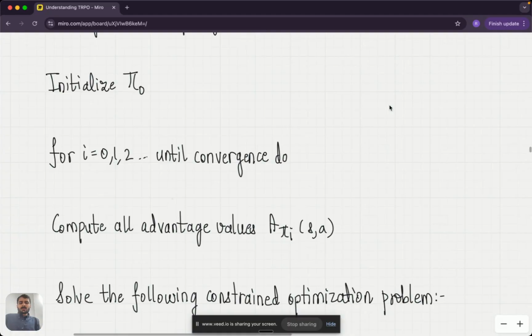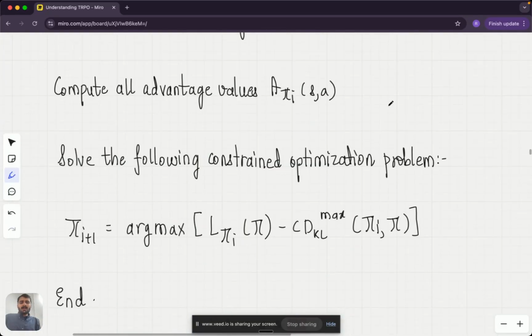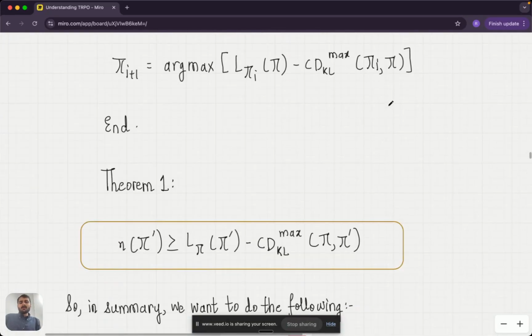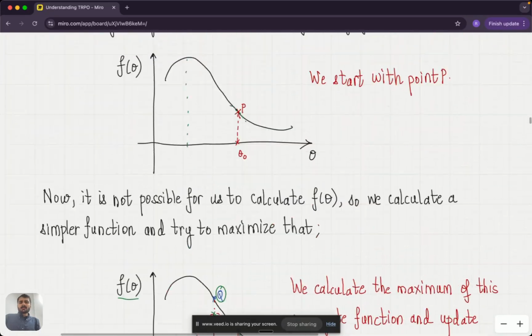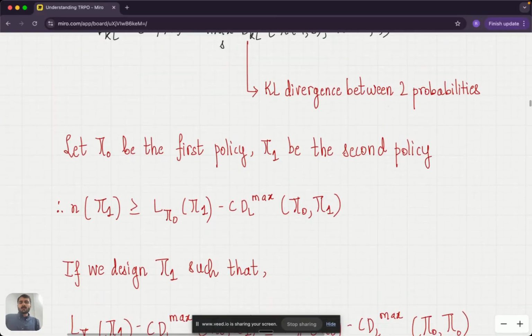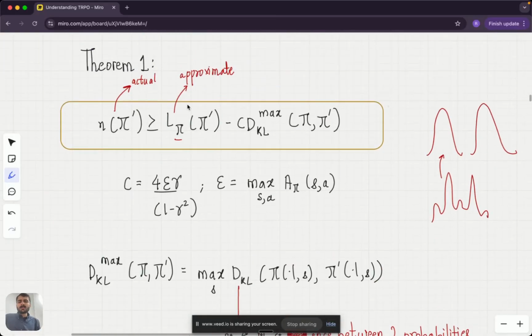So our algorithm for the policy evaluation then becomes very simple, once we understand that n of pi dash is always greater than this surrogate objective function. Now we understand why this inequality is so important. It is important because we can construct a surrogate objective once we have it, and once we construct the surrogate objective, we can maximize it, and that will maximize the true performance measure of our policy.